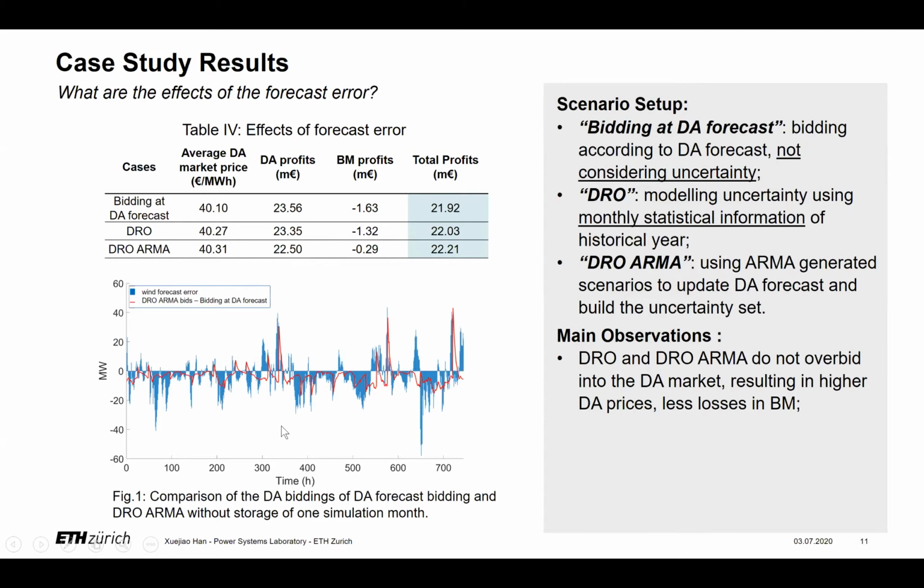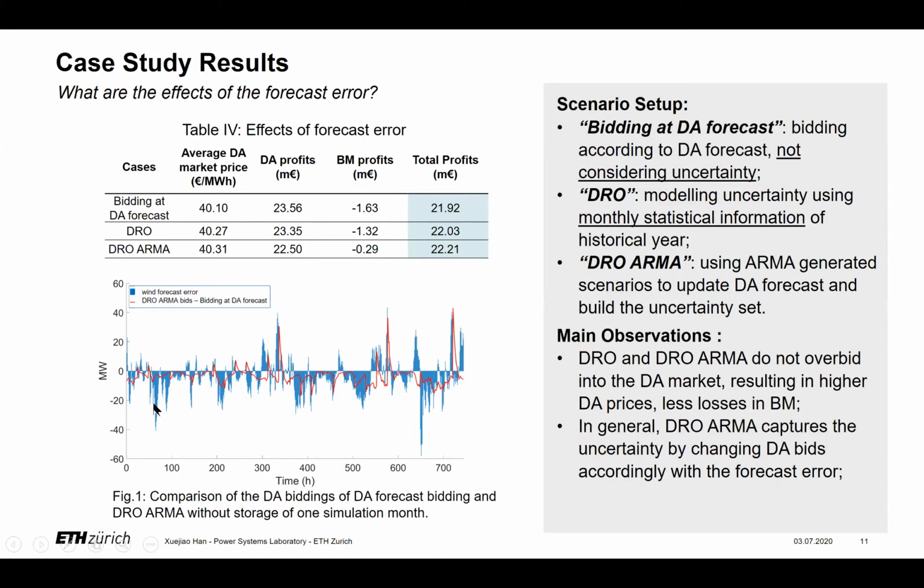The figure below shows the comparison of the day-ahead bids of the day-ahead forecast bidding method, the first one, and the day-ahead ARMA method, the third one. The blue bar shows the wind forecast error, where positive means we have more wind in real time than forecasted, and negative means we have less wind in real time than forecasted. The red curve shows the difference between the day-ahead bids of the first and the third methods. In general, the day-ahead ARMA bids capture the uncertainty by changing day-ahead bids accordingly with the forecast error.